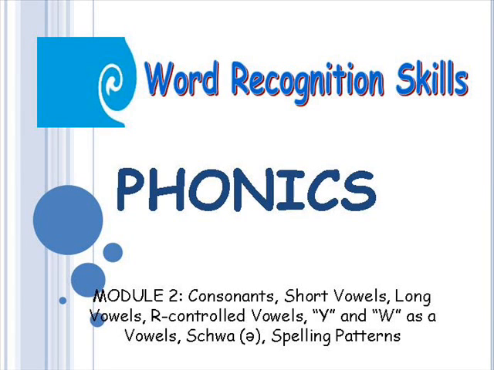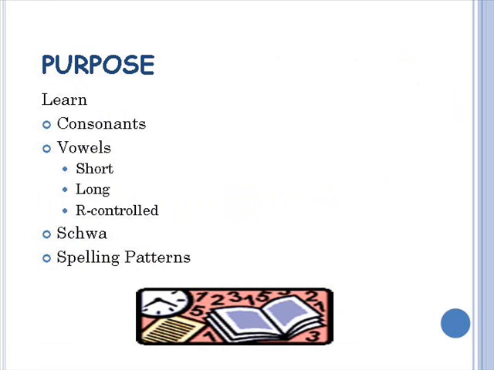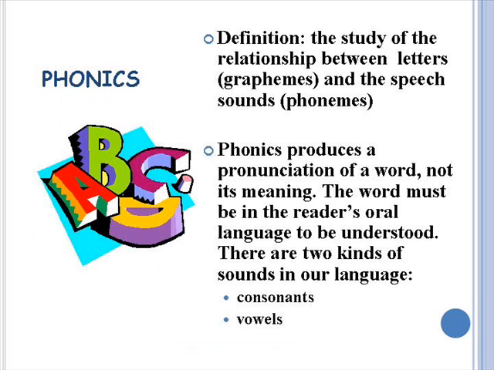Today we will discuss consonants, short and long vowels, R-controlled vowels, Y and W as vowels, the schwa, and some phonics spelling patterns. This mini lecture was designed to help you learn fundamental skills in word recognition, including phonics and structural analysis. These skills are necessary for elementary school teachers to teach reading. As you review known skills or learn new skills, do the practice activities in each section to help you prepare for the phonics quizzes. In review, phonics is the study of the relationship between letters and speech sounds.